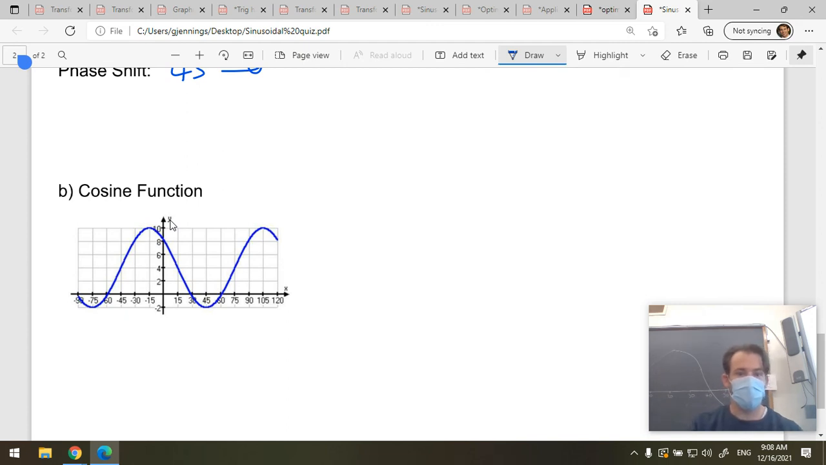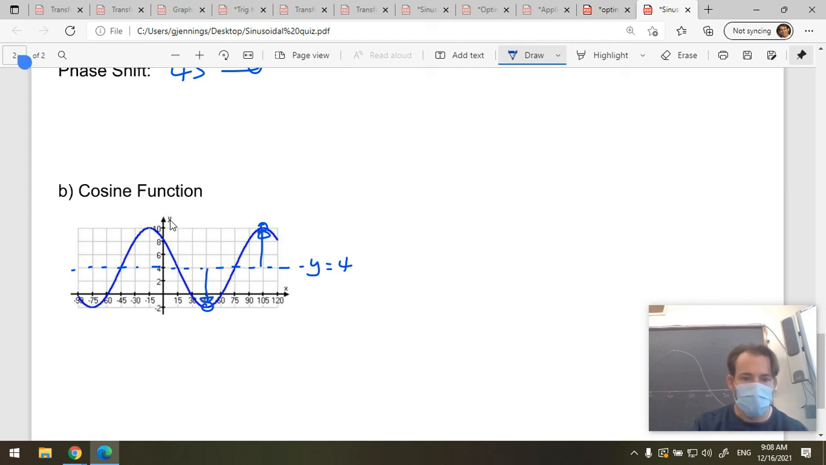Okay, here is a cosine function. And first thing I do is I find the axis. Visually, it's there. There's the axis. Mathematically, it goes up to 10. It goes down to negative 2. 10 plus negative 2 is 8. Half of 8 is 4. So that's how I know that's the axis. y equals 4.